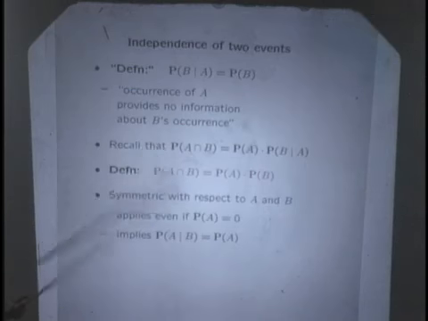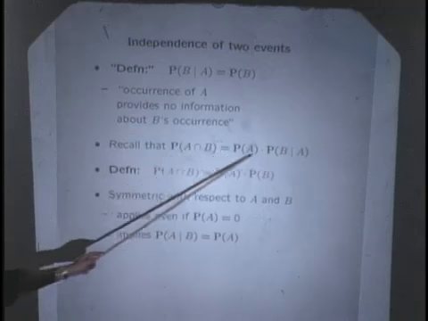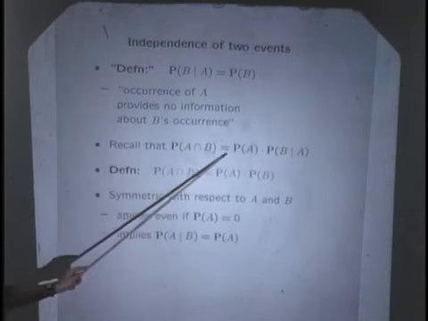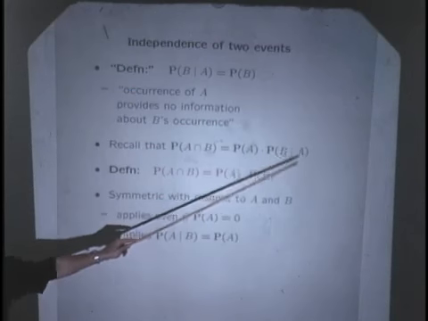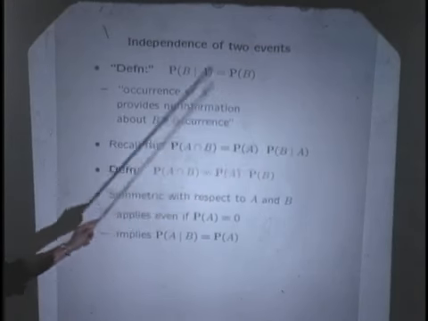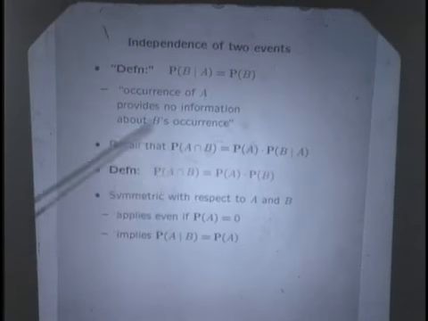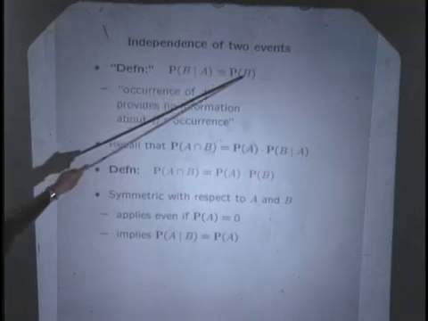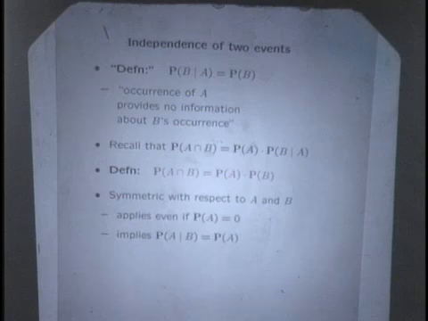Now, remember that we have this property: the probability of 2 things happening is the probability of the first times the conditional probability of the second. If we have independence, this conditional probability is the same as the unconditional probability. So if we have independence according to that definition, we get this property that you can find the probability of 2 things happening by just multiplying their individual probabilities.